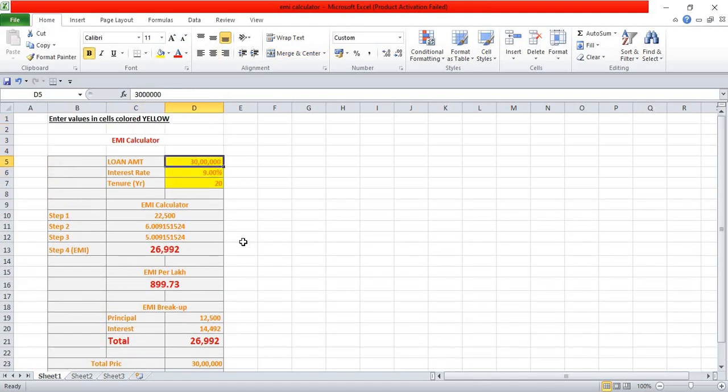You can simply change the figures here in these yellow cells, say 50 lakhs, 8.75, tenure say 15 years, and all the parameters change automatically.